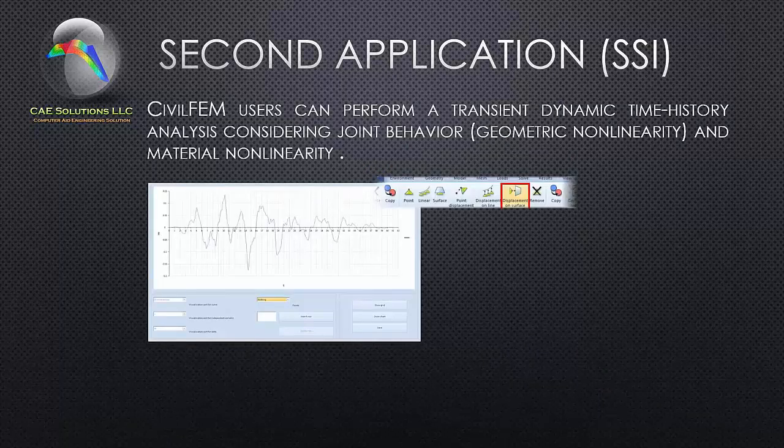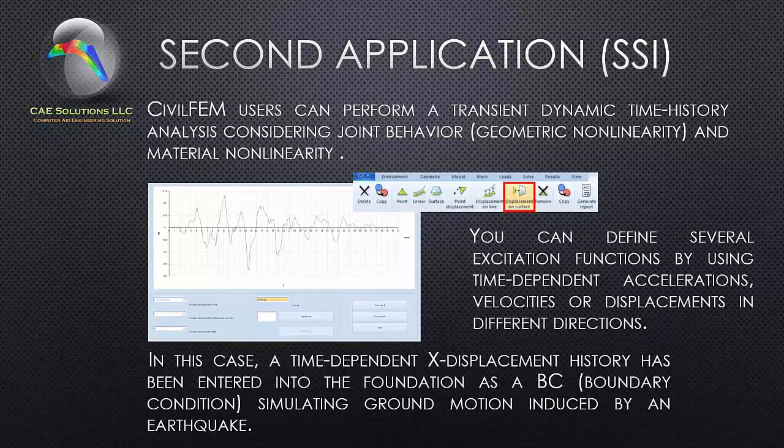Civilfem users can perform a transient dynamic time history analysis considering joint behavior. That means geometric nonlinearity and material nonlinearity. You can define several excitation functions by using time-dependent accelerations, velocities, or displacements in different directions. In this case, a time-dependent x displacement history has been entered into the foundation as a boundary condition, simulating ground motion induced by an earthquake.